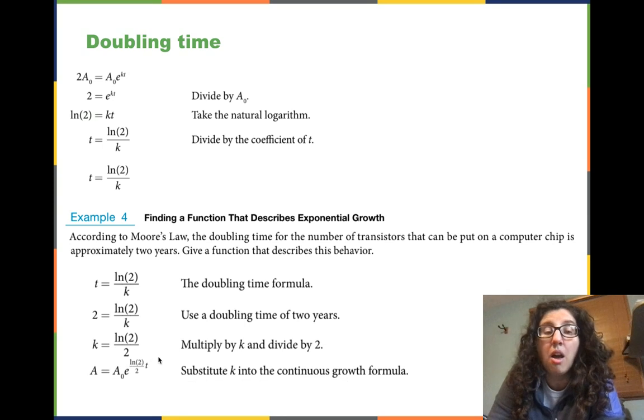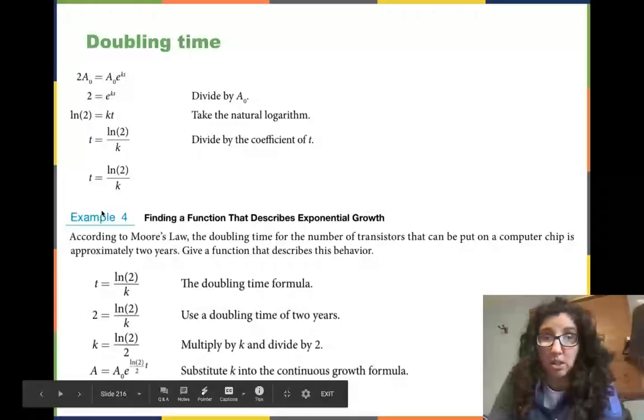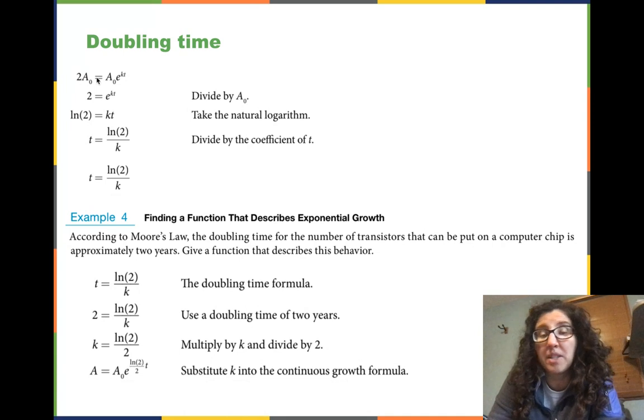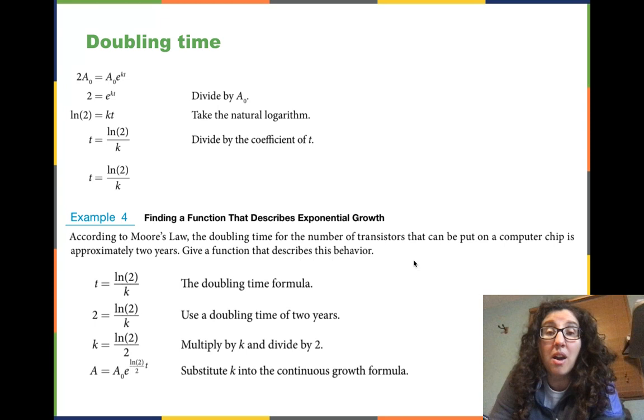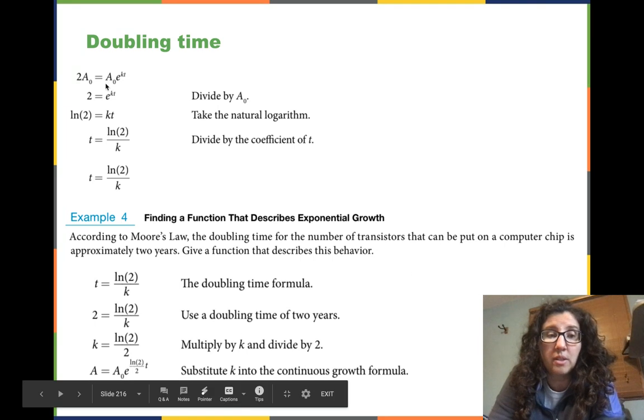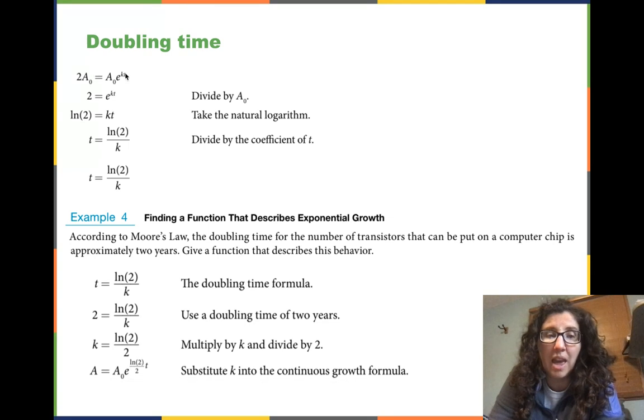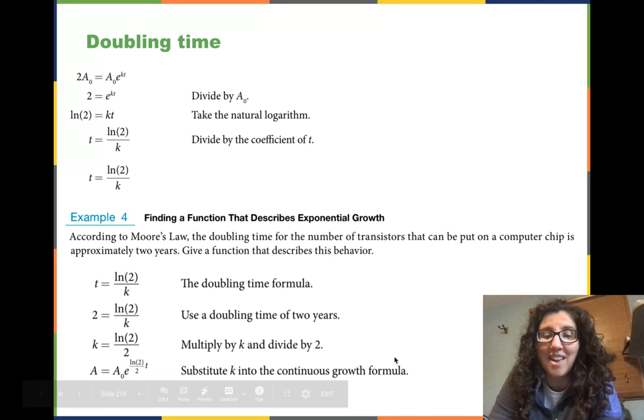I'll be honest, I would not memorize this. I would just figure this out every time, because then you don't have to worry if it's doubling time or tripling time or half-life. It's going to be the same process every time. I would just rederive it to get your final equation. So those are some examples of the kinds of equations you're going to be solving here. Remember, we are always starting with A equals A naught e to the kt. Hopefully that'll get you started, and let me know if you have questions.